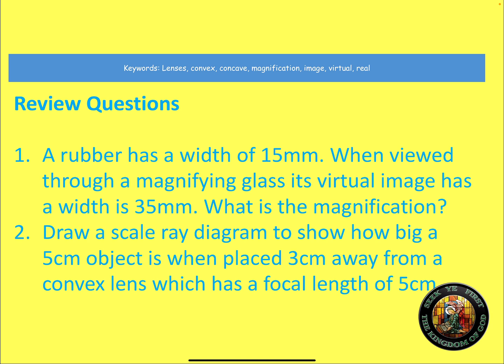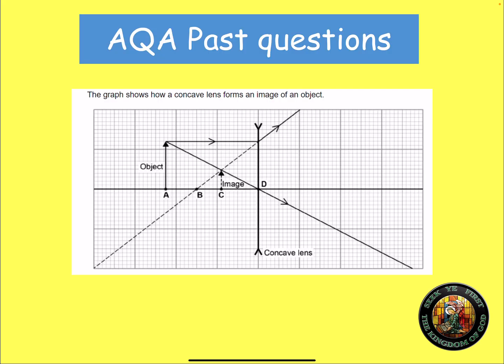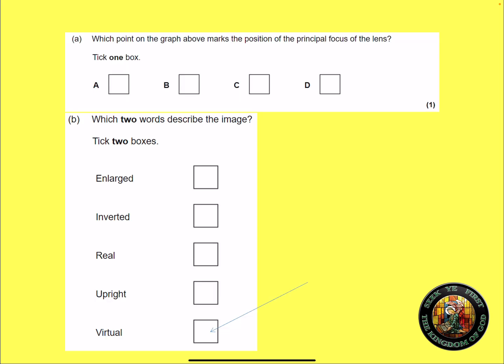Okay, what we are going to do now is, you'll see an example of number 2 in one of the AQA questions. So we're now going to look at AQA questions. Here is a ray diagram. You can see the object. It's a concave lens. So the question is, which point on the graph above marks the position of the principal focus on the lens? And then which 2 words describe the image? And the first one's done for you. So I'll go back.